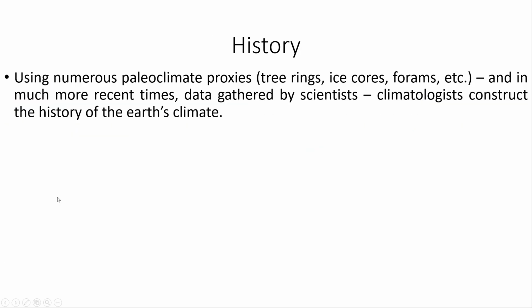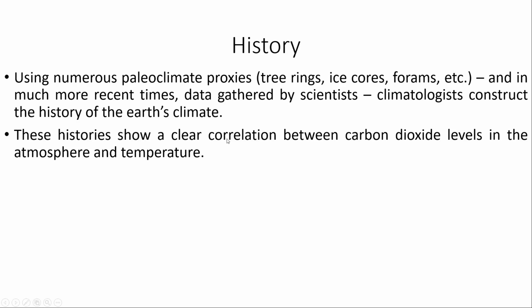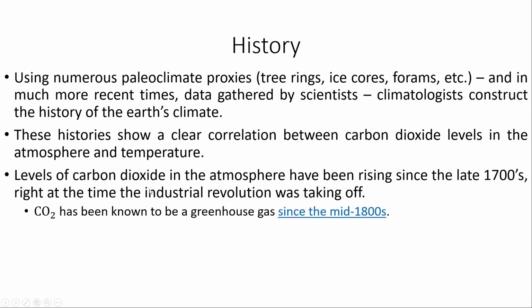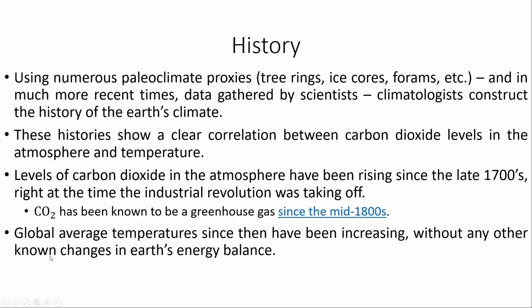And so now we'll look at some of the history here. Using numerous paleoclimate proxies, so those would be things like tree rings and ice cores and forams, and in much more recent times, data gathered by scientists, climatologists construct the history of the Earth's climate. These histories show a clear correlation between carbon dioxide levels in the atmosphere and temperature. And levels of carbon dioxide in the atmosphere have been rising since the late 1700s, right at the time that the Industrial Revolution was taking off, and CO2 has been known to be a greenhouse gas since the mid-1800s. Global average temperatures since then have been increasing without any other known changes in Earth's energy balance.